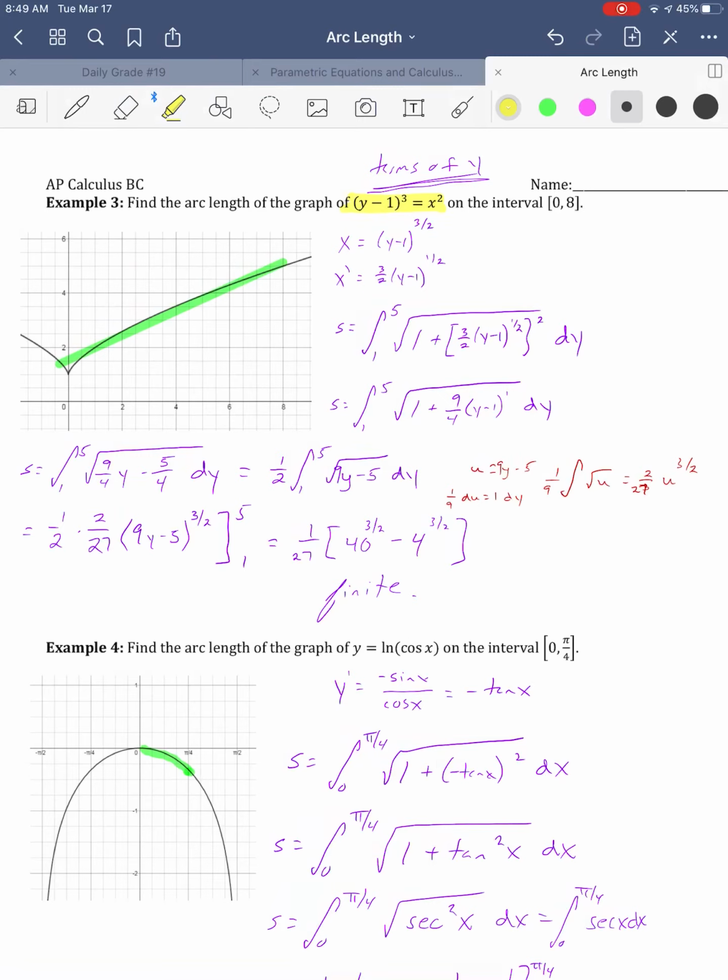Now in terms of y, you can look at your multiple choice. This is normally almost always a multiple choice question. Look at the answer choices. If what you see are y's, dy, dy, dy, that's your hint for doing it in terms of y.